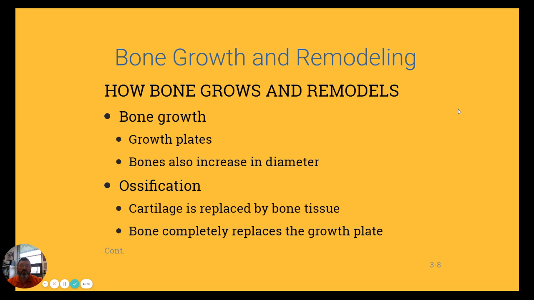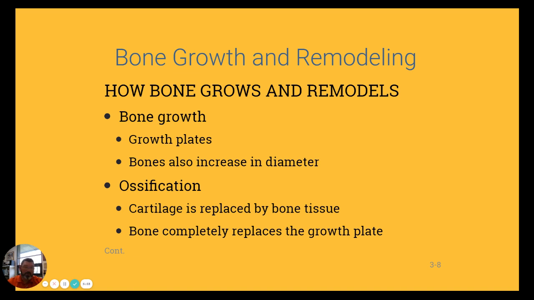So if we look at bone growth and remodeling, so how does bone grow and how does it mend itself whenever need be? So bone grows via growth plates, and those growth plates only stay open for a certain period of time. So bone also increases in diameter, so it not only lengthens but also expands. So those are the two types of bone growth that you can have.